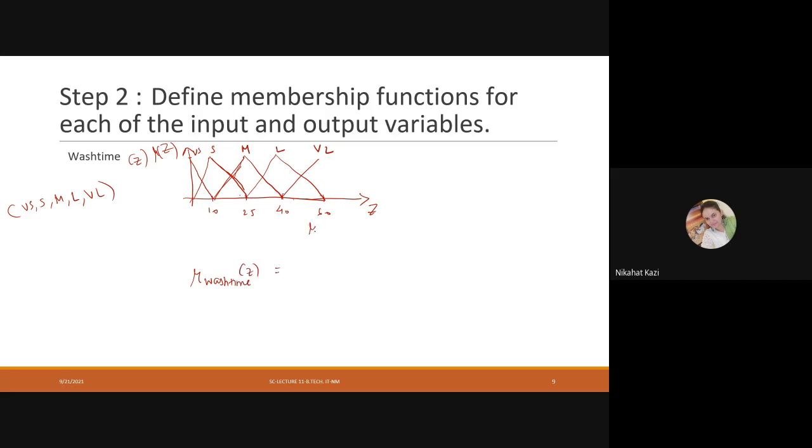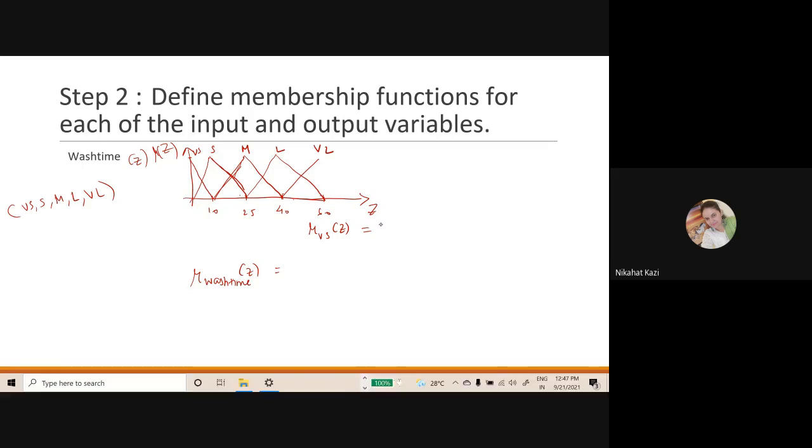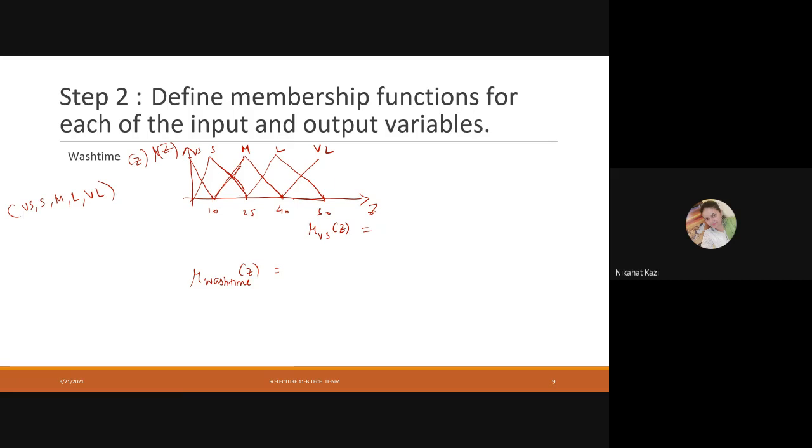So all 5 descriptors. The very short one is decreasing. It's a decreasing slope, right? So it is (10 minus z) divided by 10 for the range 0 to 10.